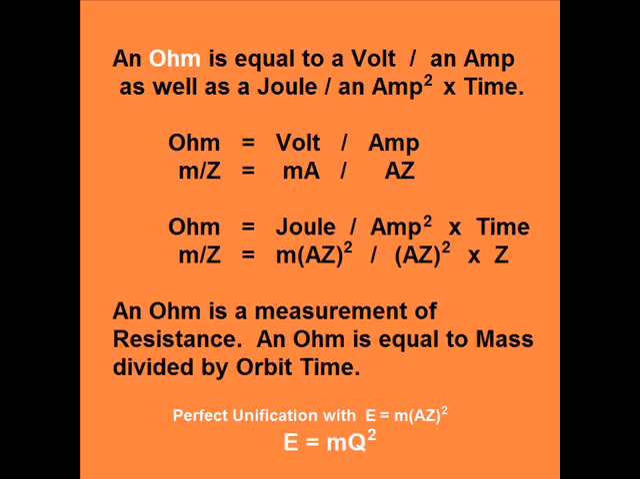An ohm is equal to a volt divided by an amp, as well as a joule divided by an amp squared times time. An ohm, m over z, equals ma divided by az. Or, an ohm, m over z, equals maz squared divided by az squared times z. An ohm is a measurement of resistance, and an ohm is equal to mass divided by orbit time.